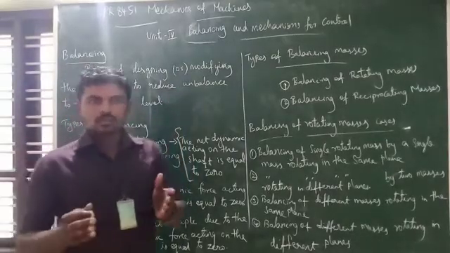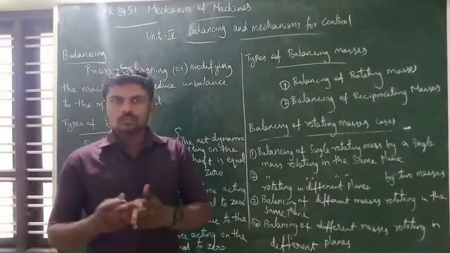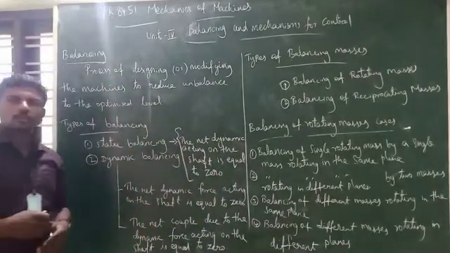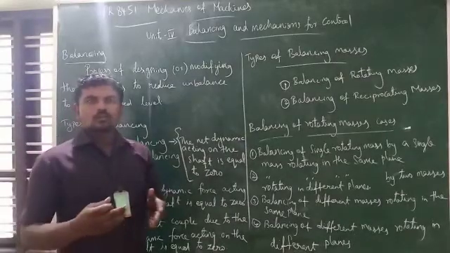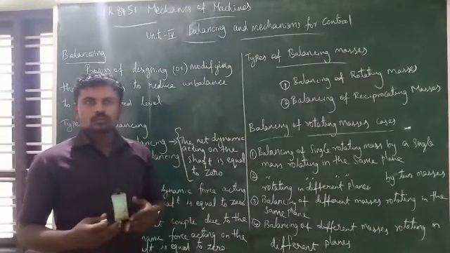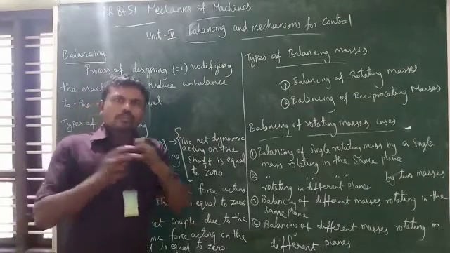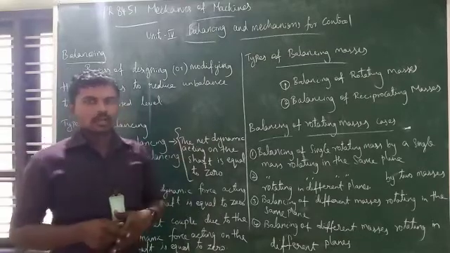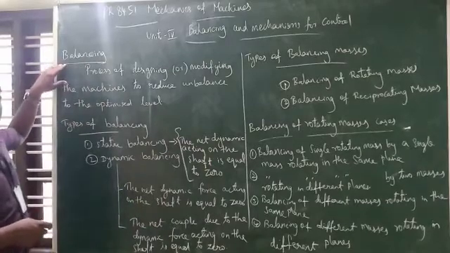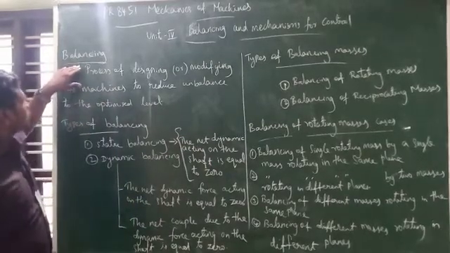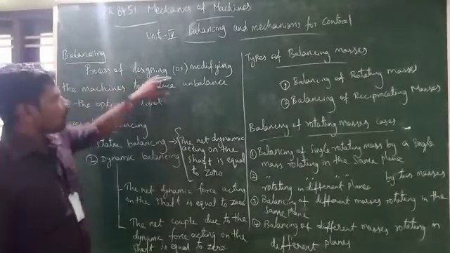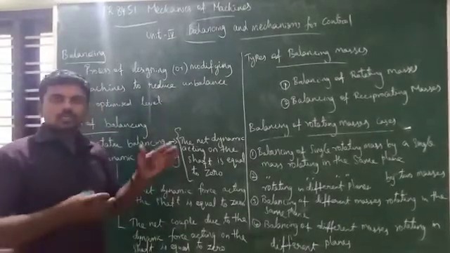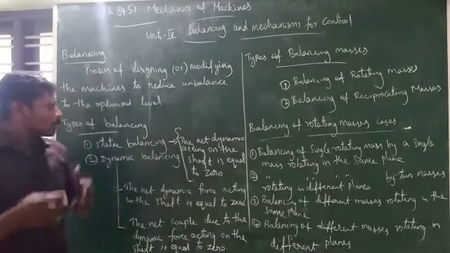Balancing is the process of designing or modifying the machines to reduce the unbalance to the optimized level. Otherwise, it's to the zero. Zero, it's not able to get it. So we need to reduce the maximum vibration, otherwise maximum unbalance. That is the definition for balancing. This is the balancing.